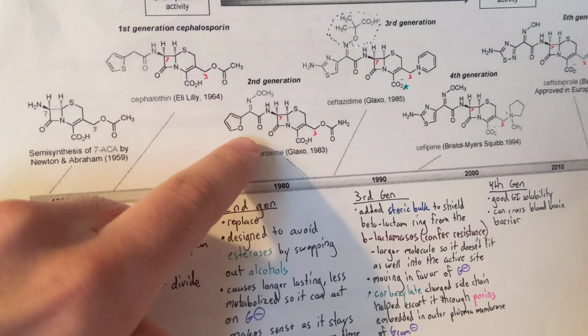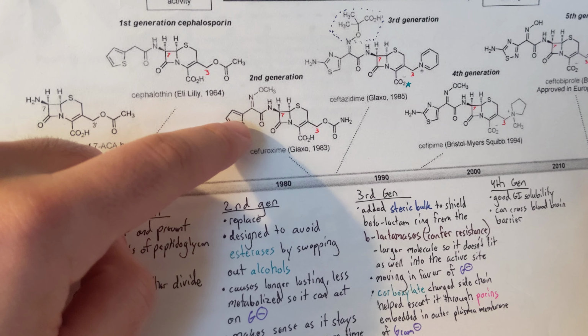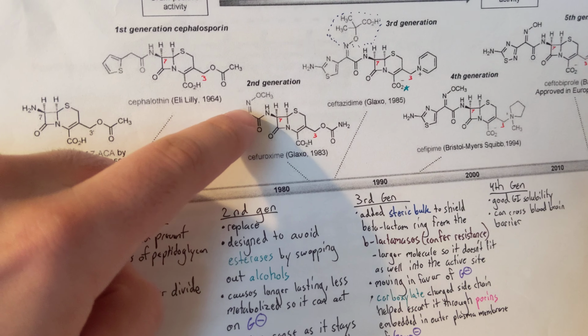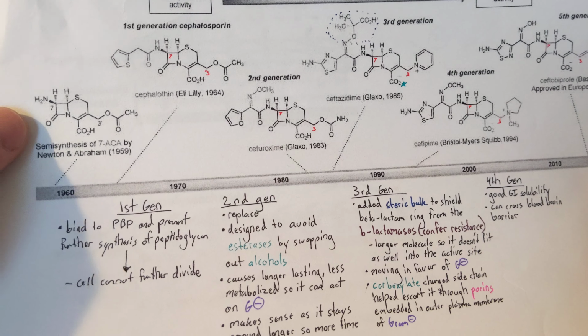So you can notice these functional groups are a little bit different. This one is a little more bulky. It has this nitrogen on the outside here, and this has been swapped as well.